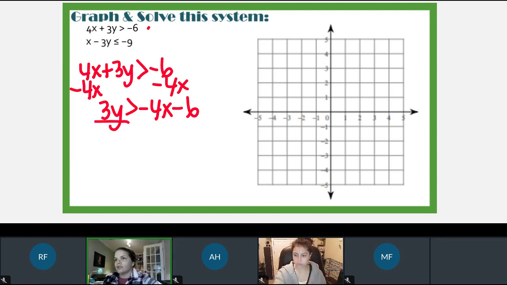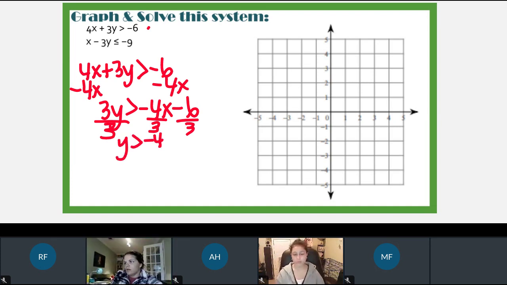Alrighty, now I'm going to do one more step, which is divide everything by 3. So then I would get y is greater than negative 4/3 x minus 2. All right, let's go ahead and graph that. What am I graphing first?